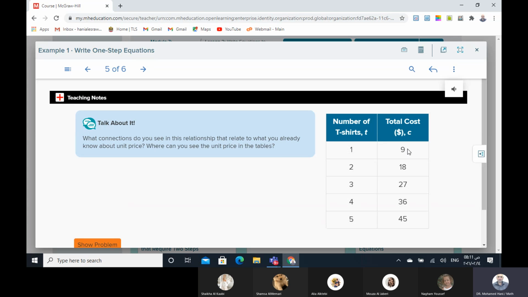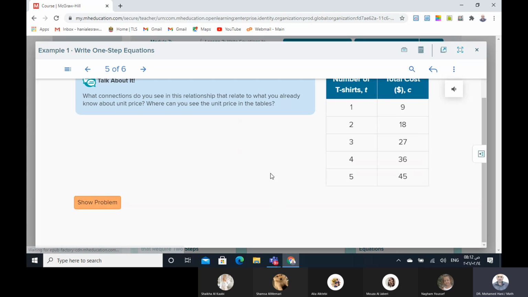So C means 9 equals 9 times 1, 18 equals 9 times 2, 27 equals 9 times 3, 36 equals 9 times 4, 45 equals 9 times 5. This is the equation.